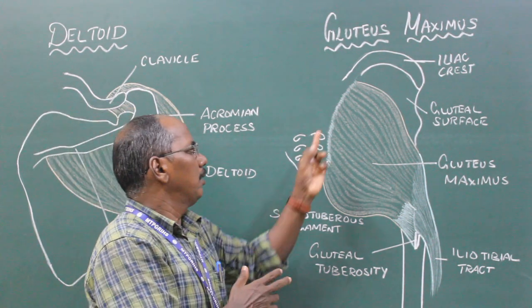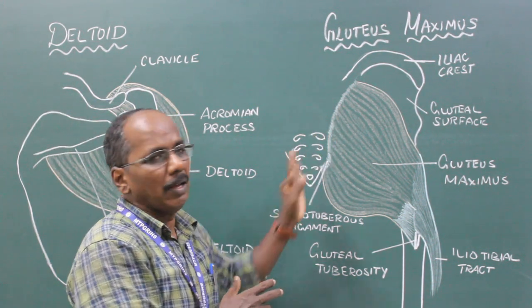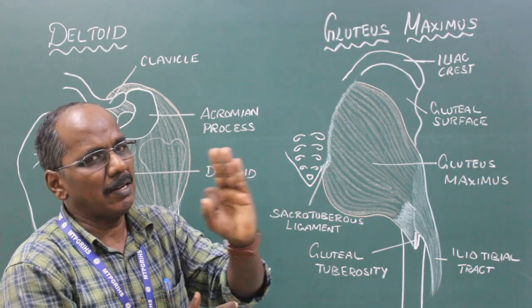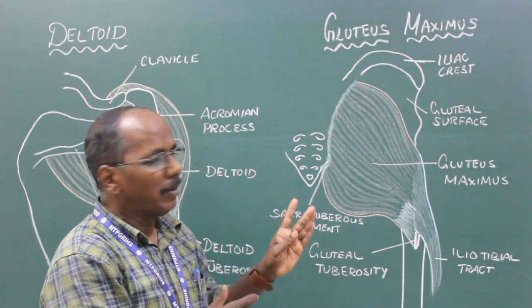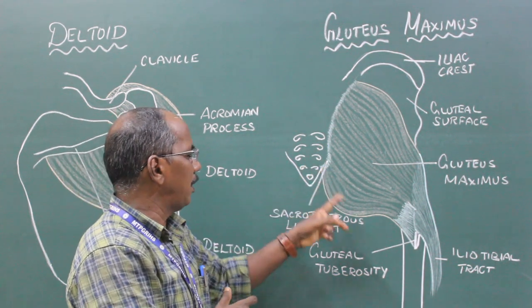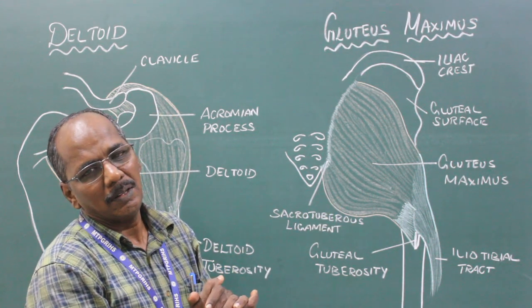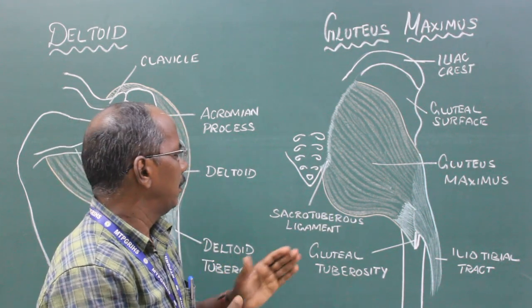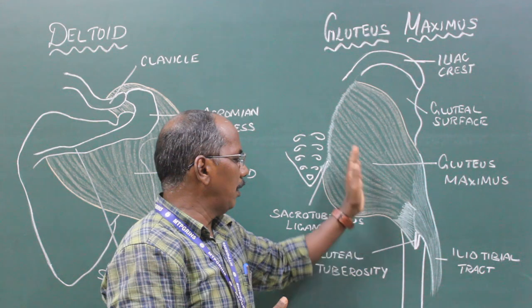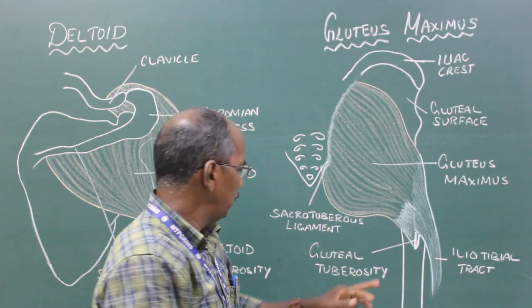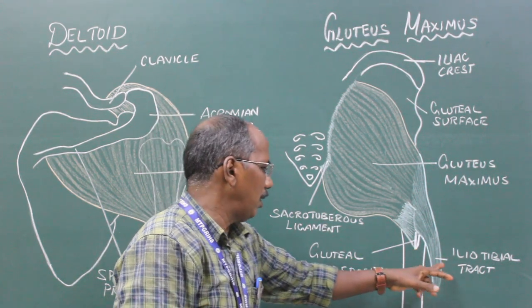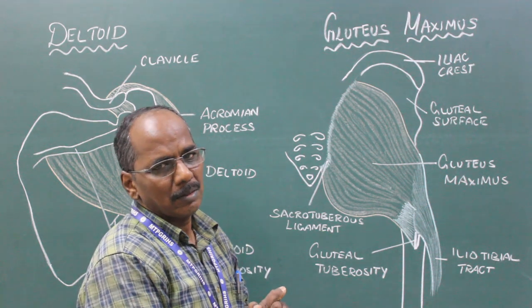Number 3, lateral half of the dorsal surface of sacrum. Number 4, sacrotuberous ligament. Insertion. The muscle fibers are inserted into gluteal tuberosity and iliotibial tract.